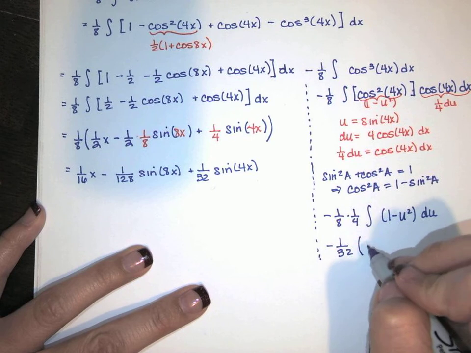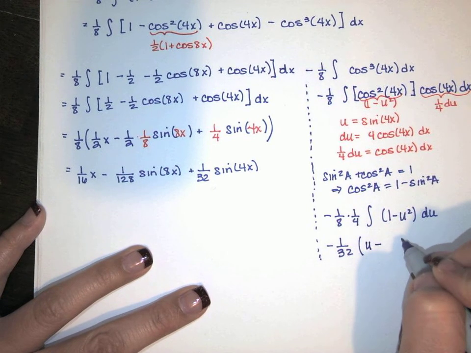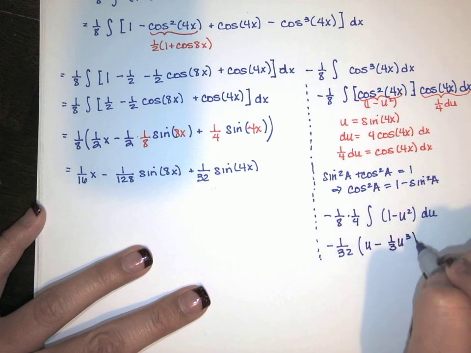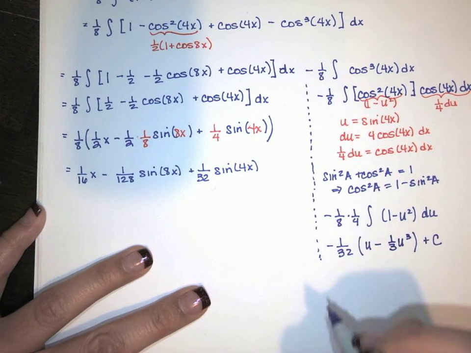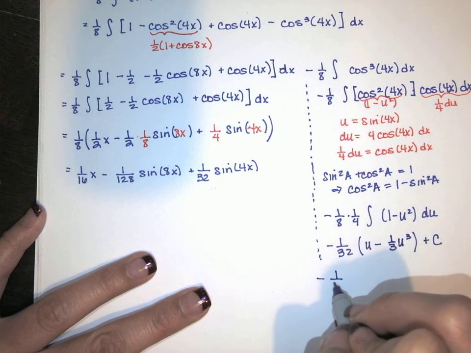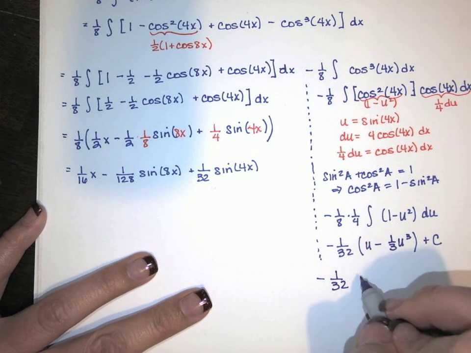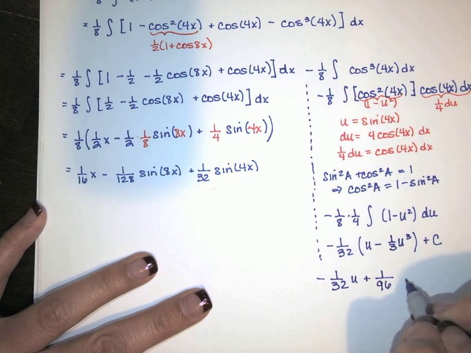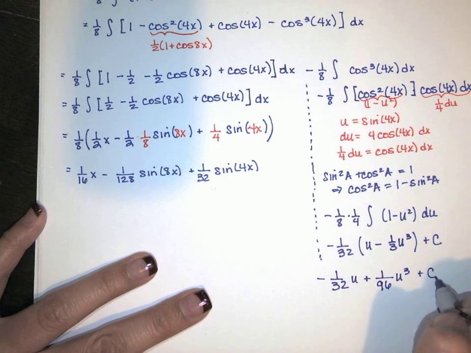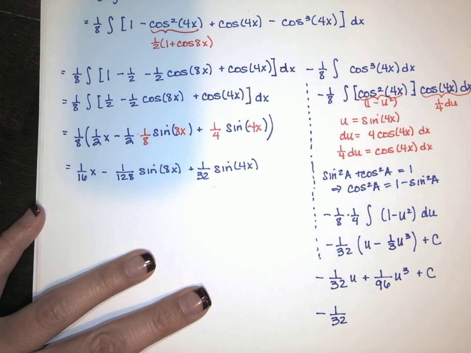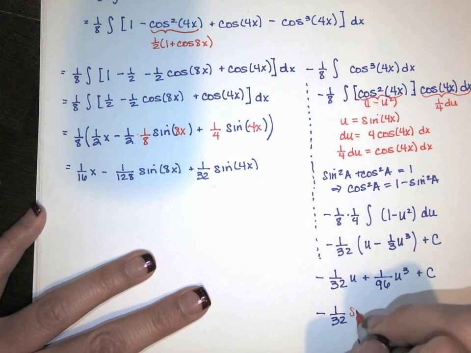Antiderivative of 1 with respect to u is u. And then use the power rule here, add 1 to the exponent, divide by the new exponent. Don't forget to add c. I'm going to distribute that negative 1/32 now. I have negative 1/32 times u plus 1/96 times u cubed plus c. And we need to back substitute. Remember, u was sine of 4x.